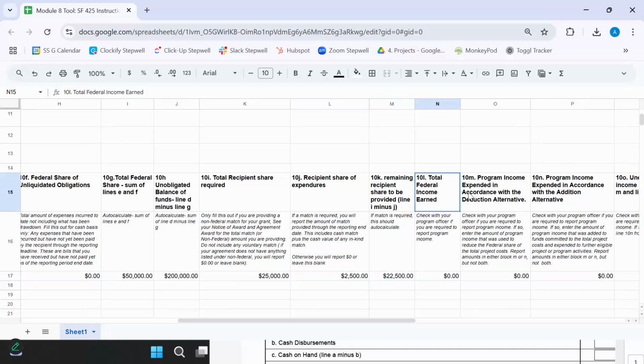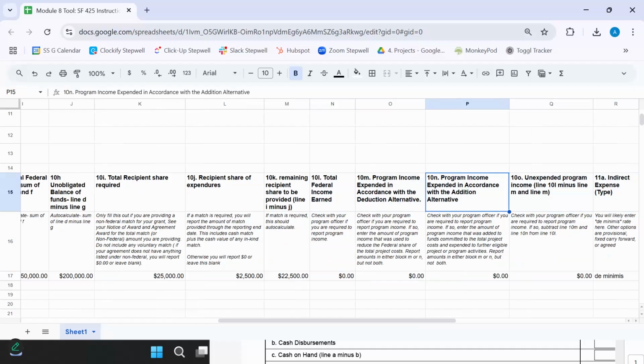The next section is program income. This covers boxes 10L, M, N, and O. Check with your grant officer if you are required to report program income. If you are not required to report program income, you will put 0 for these boxes. Our grant recipient is not required to report program income.